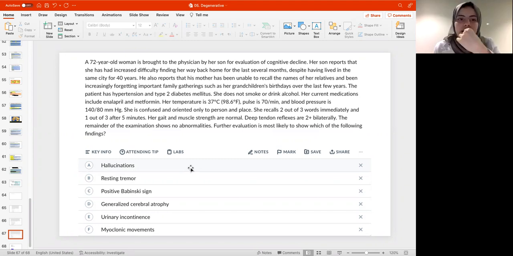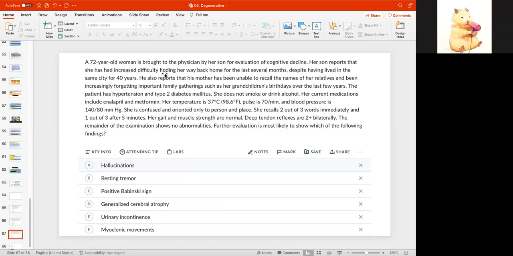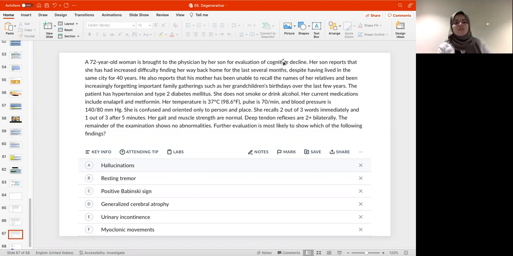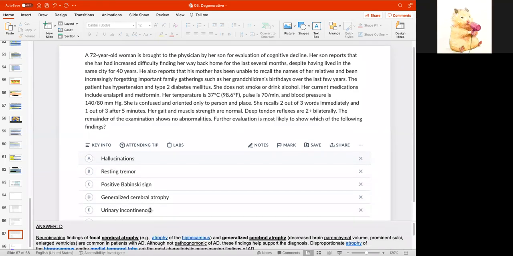Is it, what's her main complaint? Increased difficulty finding her way back home and being unable to recall names of relatives for the last several months. Right? So the last several months indicates that it's more chronic. So now you know it's AD. So it's not delirium. Delirium usually presents with hallucinations because it's acute onset. So suddenly she has hallucinations, confusion, doesn't know where she is and all that. That's delirium. In AD, they don't have hallucinations. They have forgetfulness and all that, and it's usually over several months. So that's why it's generalized cerebral atrophy.